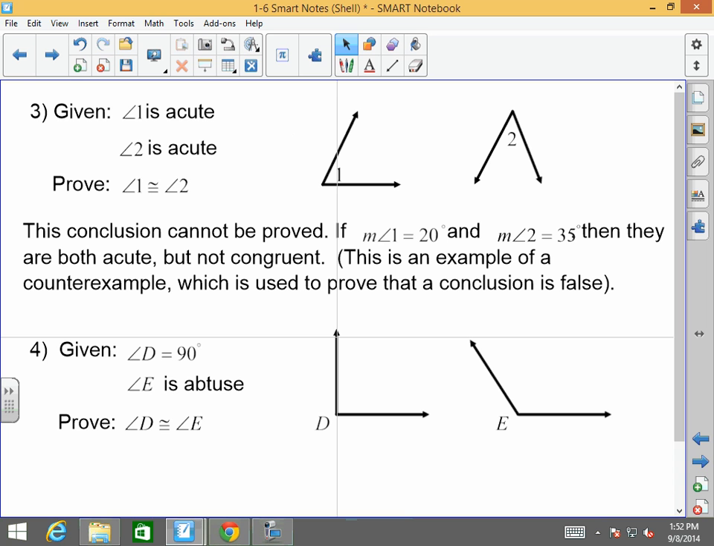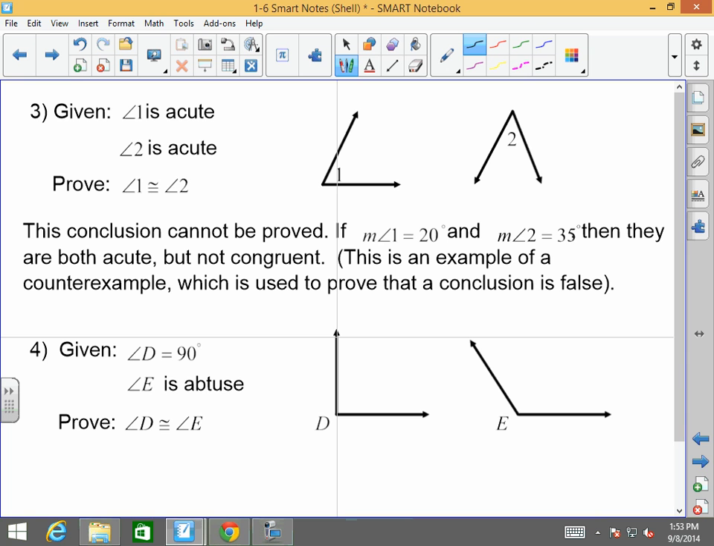If angle 1, for example, is 20 degrees, and angle 2, for example, is 35 degrees, then they are both acute but not congruent. This is an example of what's called a counterexample, which is used to prove that a conclusion is false. So unfortunately, you cannot just simply say, oh, you can't prove it. Why? But if you give me an example called a counterexample, then you can.